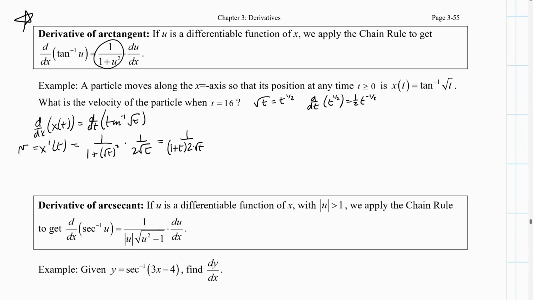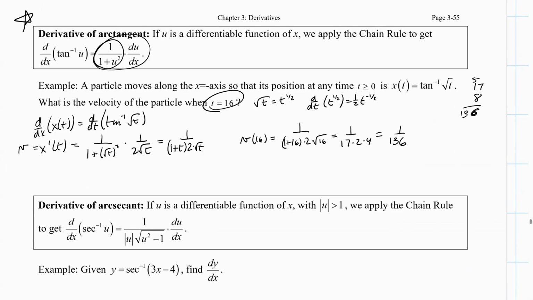All right, great, but we haven't answered the question. The question is, what is the velocity at t equals 16? Velocity at 16 is going to be 1 over 1 plus 16 times 2 times the square root of 16. 1 over 17 times 2 times 4. Oh, it's so difficult to do math at this time of night. 17 times 8, 56, carry the 5, 13, 136. How about 1 over 136? I really hope that's right. Again, knowing this is true, you can prove it yourself, or you can ask me, and I'll gladly sit down with you and we can work it out together.